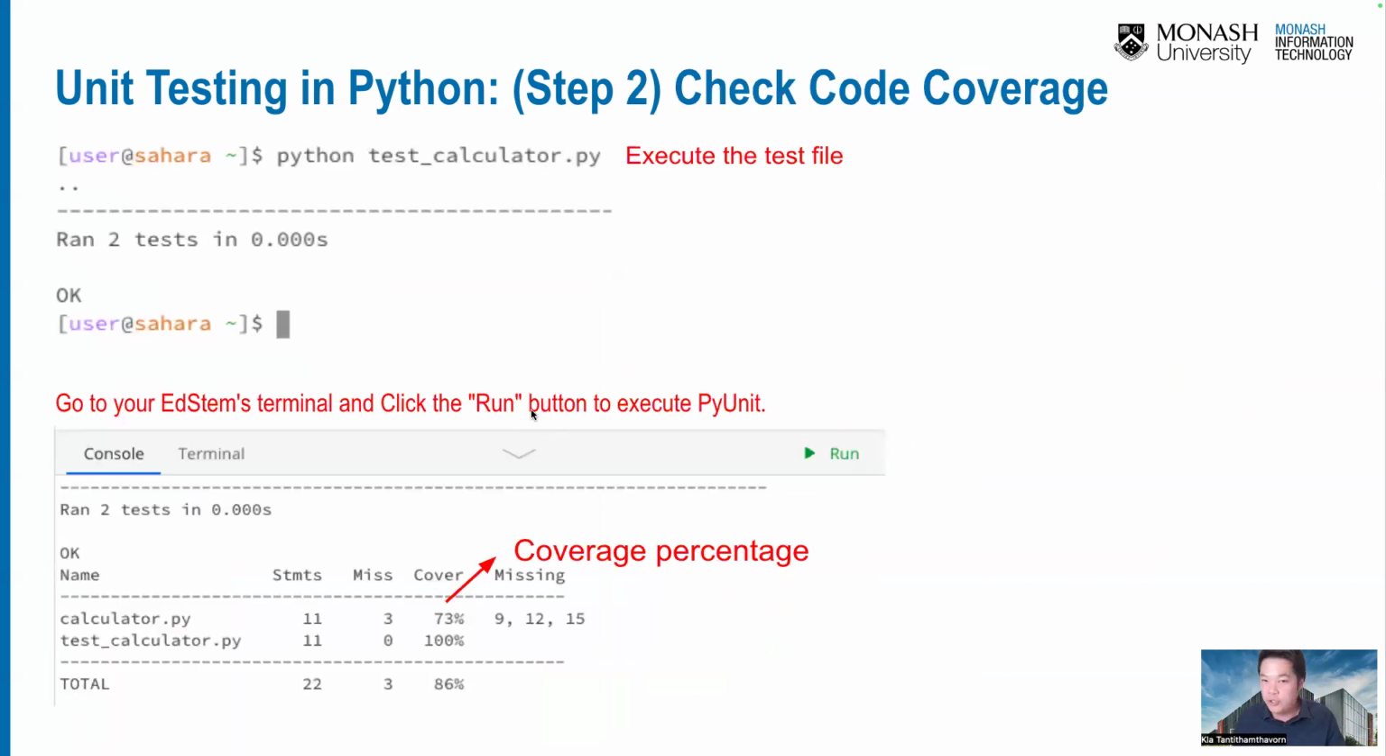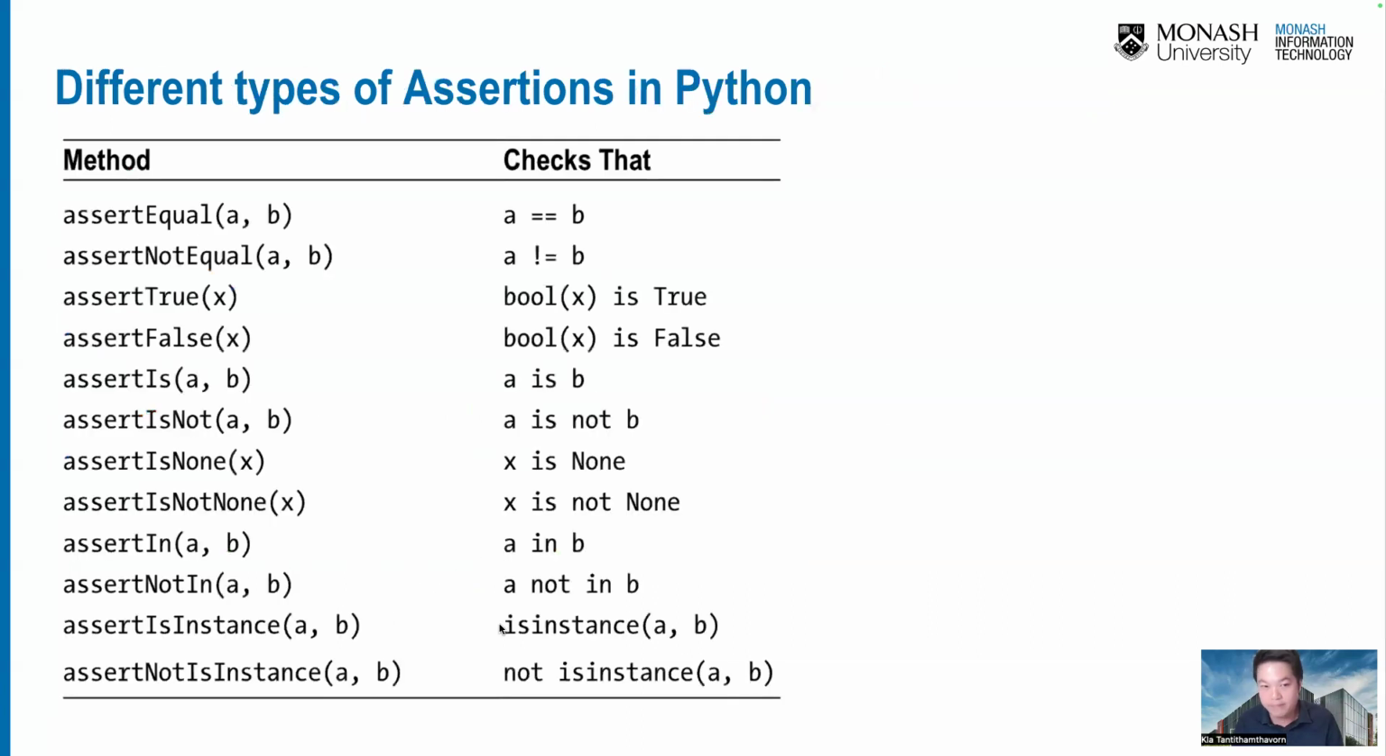Once you do that, you can execute the test file with python test_calculator, or you can press the run button here. I already configured everything for you. You just click the run button and then you get the coverage percentage. It tells you how many statements are in each file, and how many lines are missed, 3 lines. What is the coverage percentage here? 73%. It means that the test case that we implemented and executed only covers 73% of the lines of code in calculator.py. And it tells you what lines are missing: line number 9, line number 12, and line number 15.